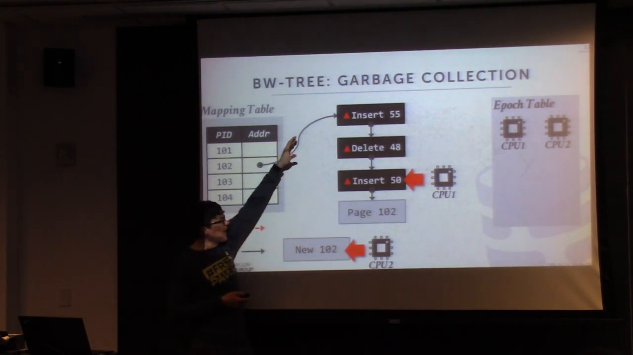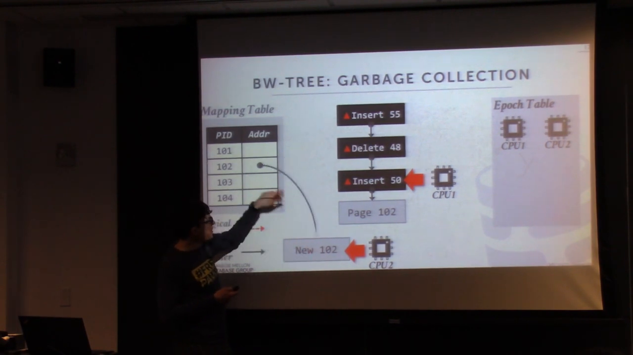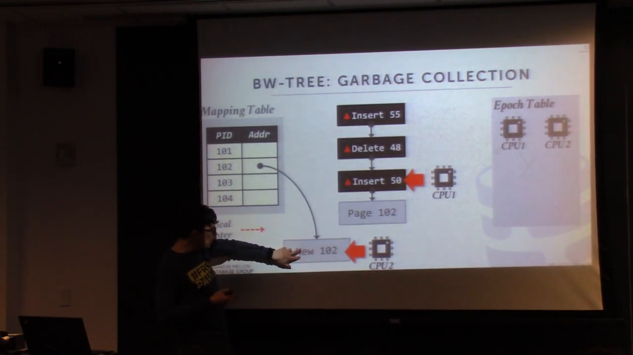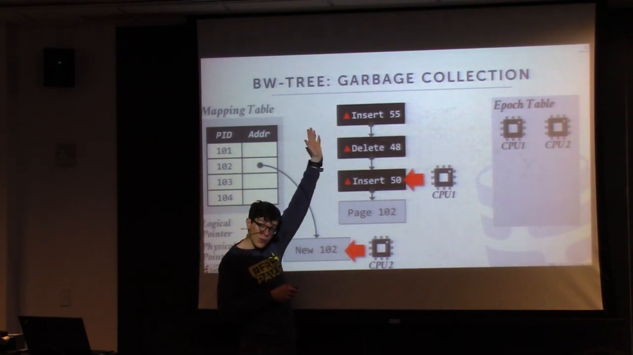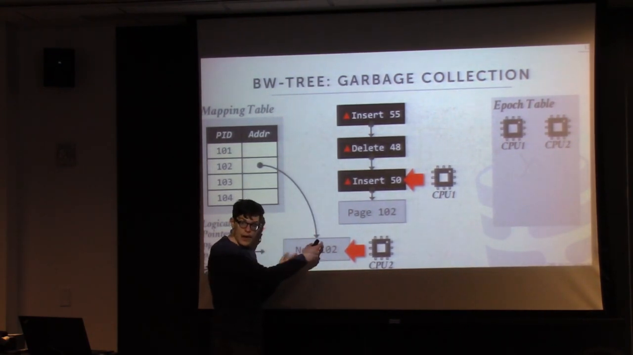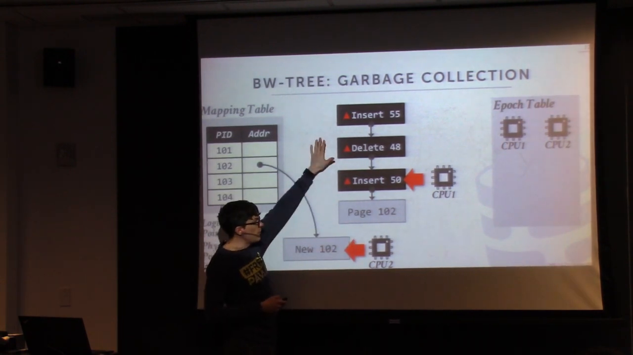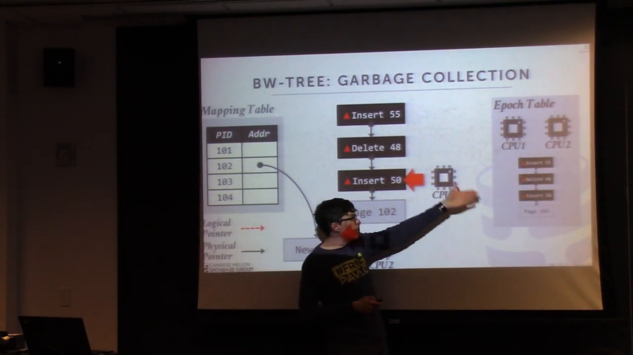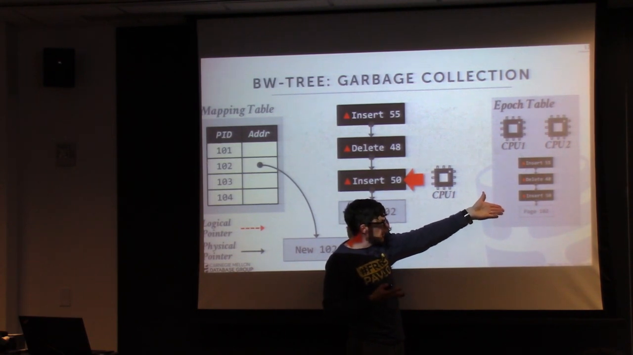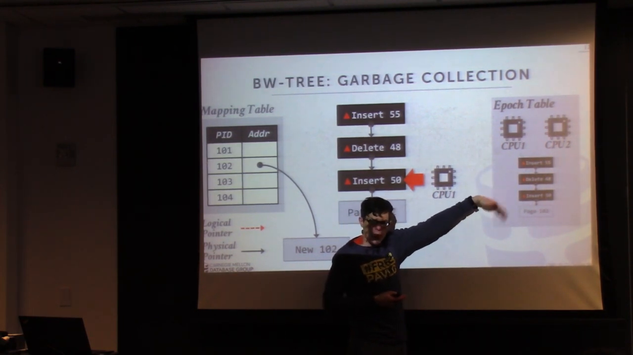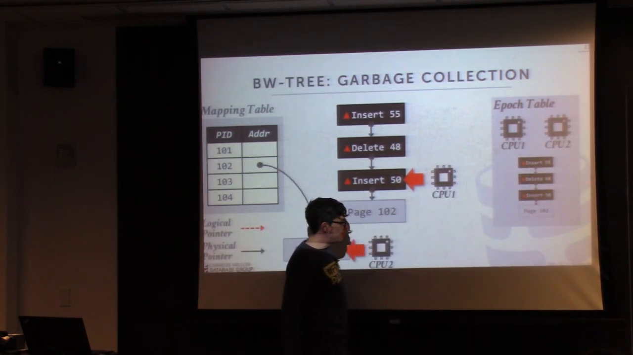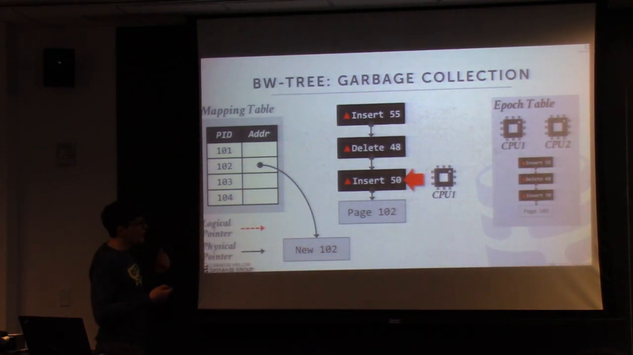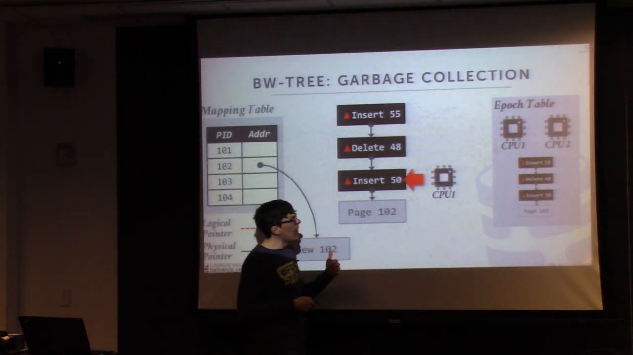So we collapse all the delta records into our new page 102. We do the compare and swap. So now this is the new version of page 102. And then the CPU would recognize, well, this base node and all its delta records, I've just replaced by putting everything in this new page. So this entire thing can be garbage collected. So what it'll maintain inside of the epoch table, the metadata for the epoch, is that this base page and its delta chain can be deleted. So then CPU 2 finishes up. It finishes whatever it wanted to do, and then it leaves the epoch.